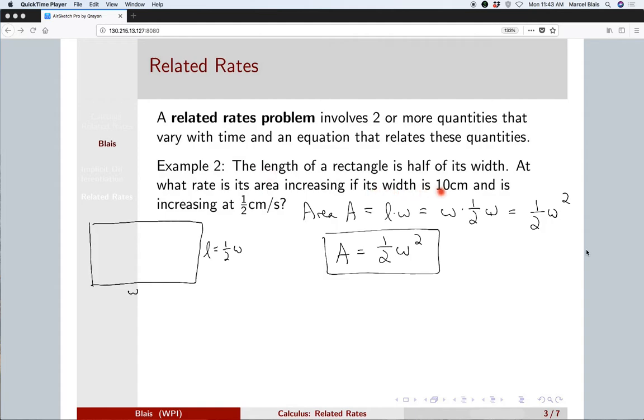Its width is 10 centimeters, so we're told that at a certain instant, this thing is growing, and the instant we care about is when the width is exactly 10 centimeters. But the width is increasing at a rate of 1/2 centimeter per second. So the information we're given here is a rate of increase in time of the width.